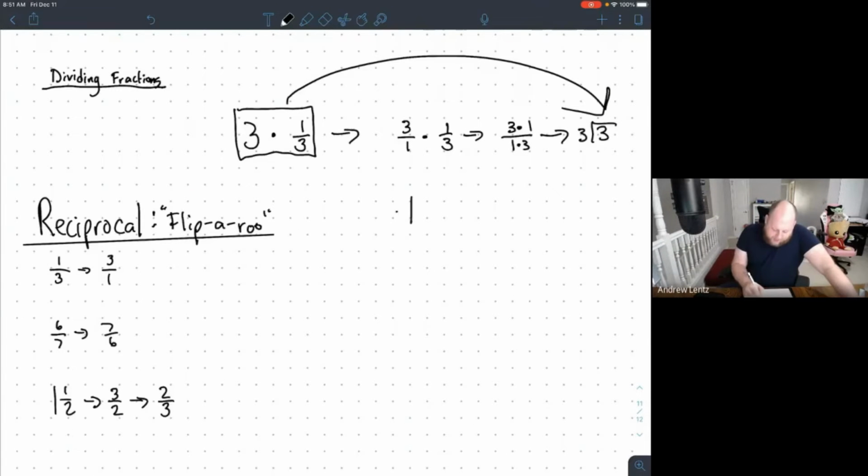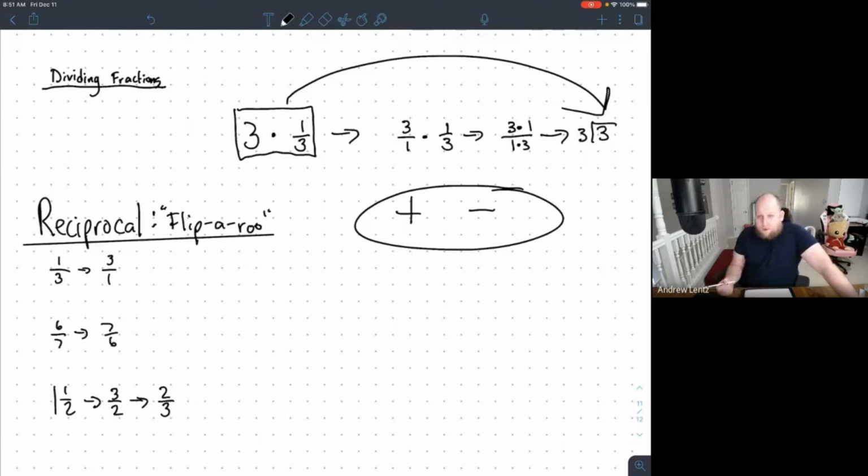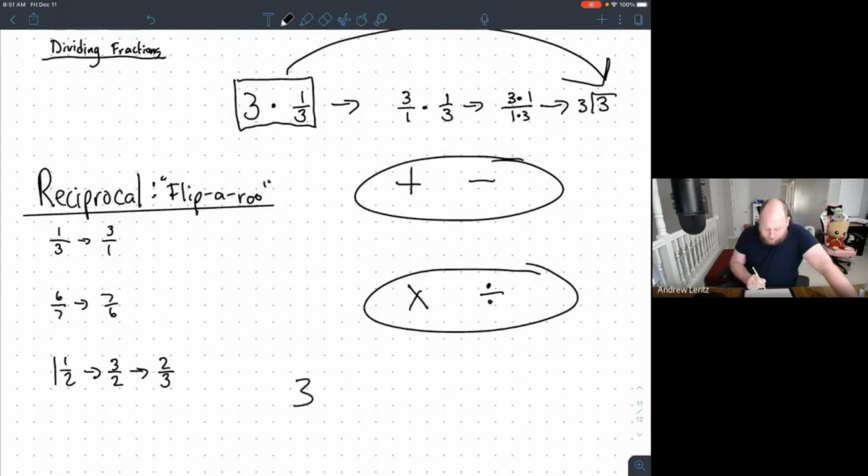We know that adding and subtracting are opposites. They form a relationship, right? Multiplying and dividing form the same relationship, an opposite relationship. So if I take 3 times 27, technically, I could rewrite 3 times 27 as 3 divided by 1 over 27.